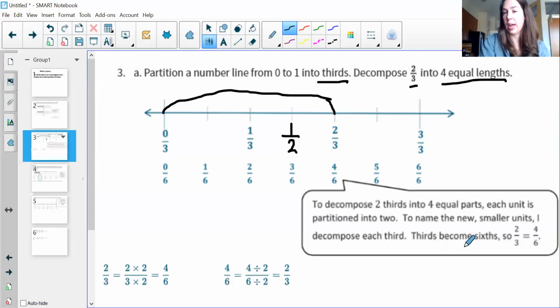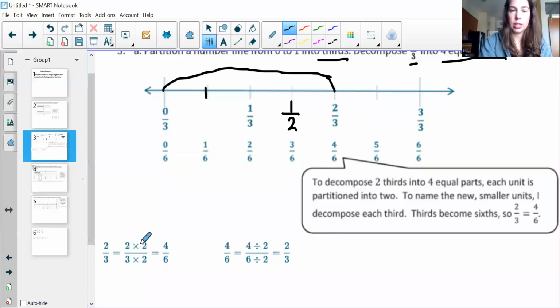So I'm going to go over that again. I'm going to read this part. To decompose 2/3 into 4 equal parts, each unit is partitioned into 2. So that's this line here. To name the new smaller units, you decompose each third. Thirds become sixths. So here we can show the multiplication sentence. 2/3 times 2/2.